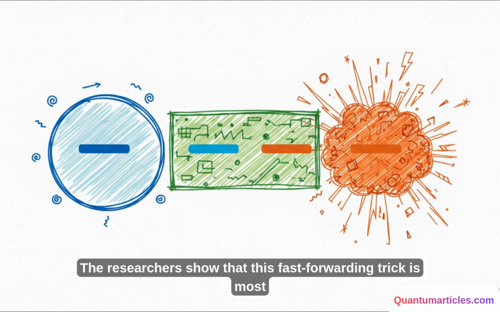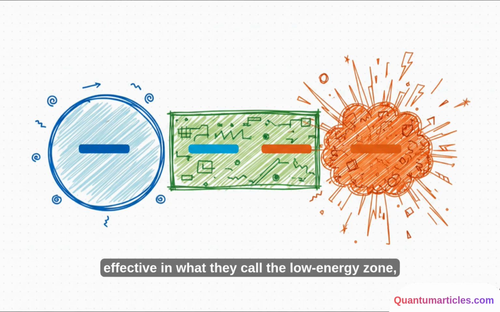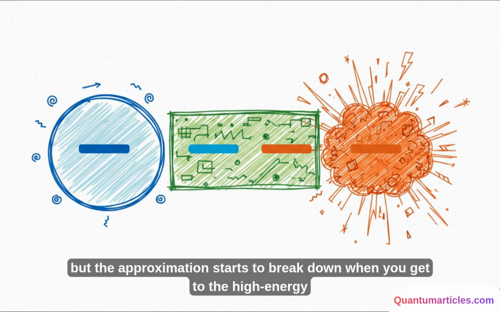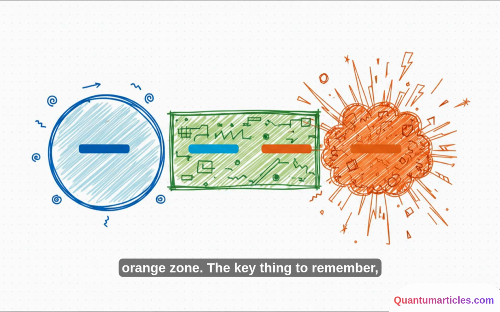The researchers show that this fast-forwarding trick is most effective in what they call the low-energy zone, which you see here in blue. In this zone, the simulation is just incredibly accurate. It still works pretty well in the medium-energy green zone, but the approximation starts to break down when you get to the high-energy orange zone. The key thing to remember, though, is that for a lot of important problems, you only need to work in that super accurate blue zone anyway.